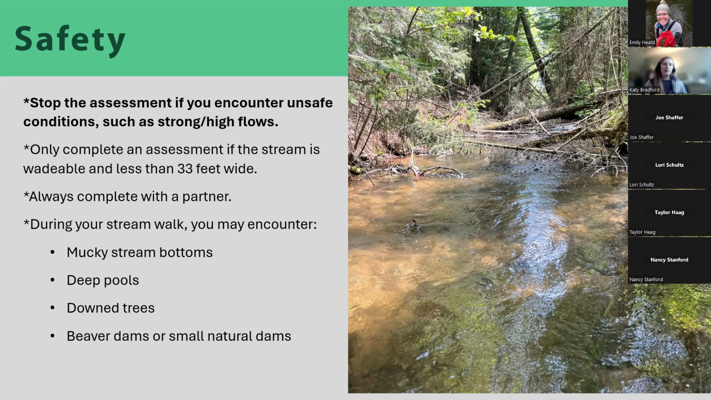Pools can be deep. So that's something you can use your net to see what's in front of you, and wear polarized glasses so that you can see the stream bottom as well. You may encounter downed trees like in the picture here that you need to adventure through. And of course, you may encounter beaver dams or other small dams. So a stream walk is an adventure. And as long as you're up for that and you have a partner and you guys are being safe and looking out for each other, you're going to have a good time.